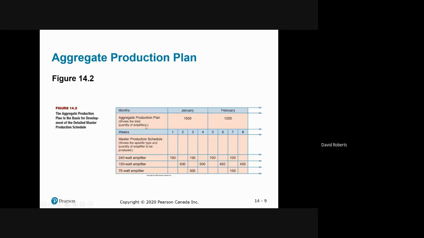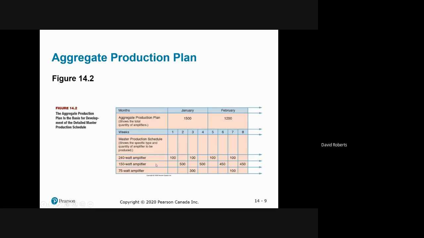So you can see that in this particular case, from the aggregate production plan, you've got the January and the February sales. Now you're breaking it down by week. You can see the 240 watt amplifier, weeks 1, 3, 5, and 7. So every 2 weeks, you make 100 of them. Of the 150, you make 500, 500, 450, 450. And then the 75 in week 3, you make 300, and then 4 weeks later, you make 100. So that becomes the master production schedule.